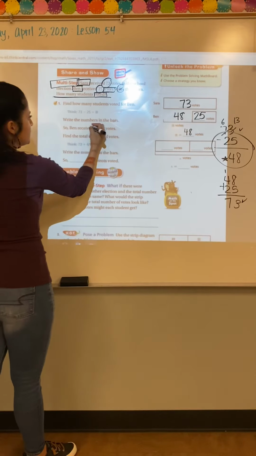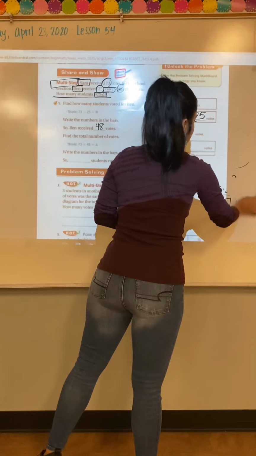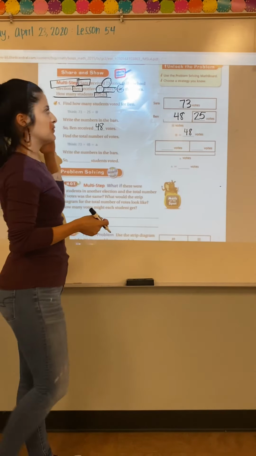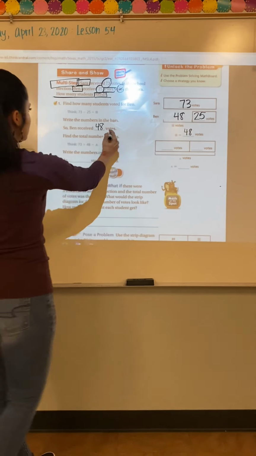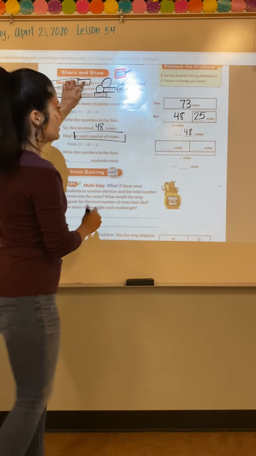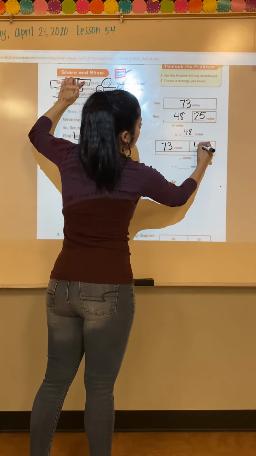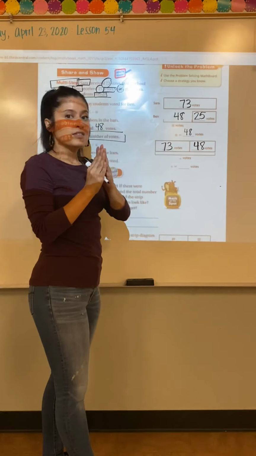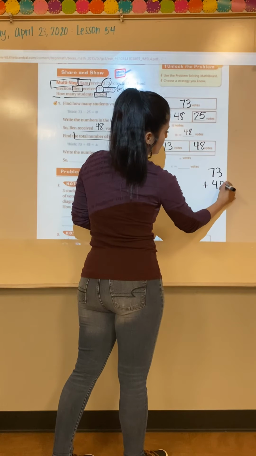So Ben received 48. Now, again, going back to that question, it's not how many votes did Ben receive, it's how many students voted. Okay, so let's take a look. Let's find the total number of votes. We know that Sarah received 73. We now know that Ben received 48. We can put those two parts together to find our whole. So let's combine them. Let's use addition to find our total.